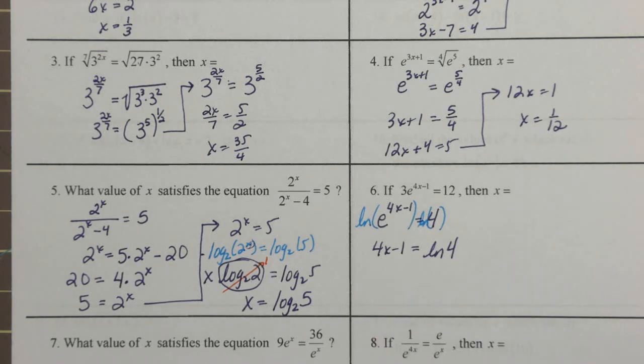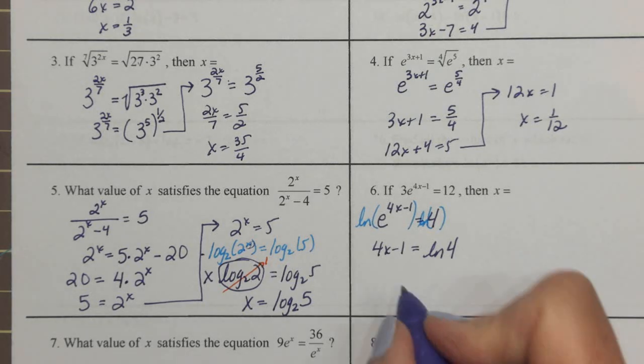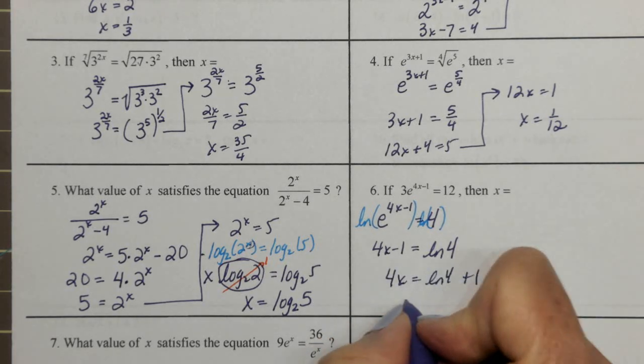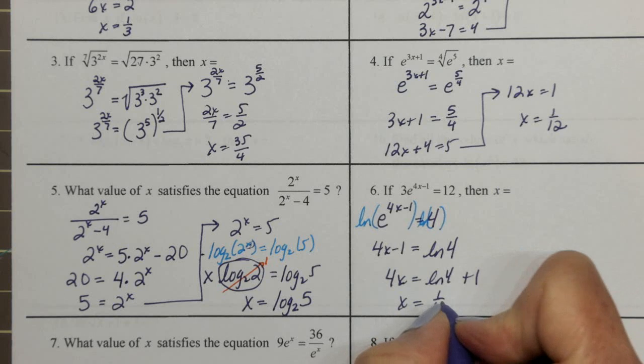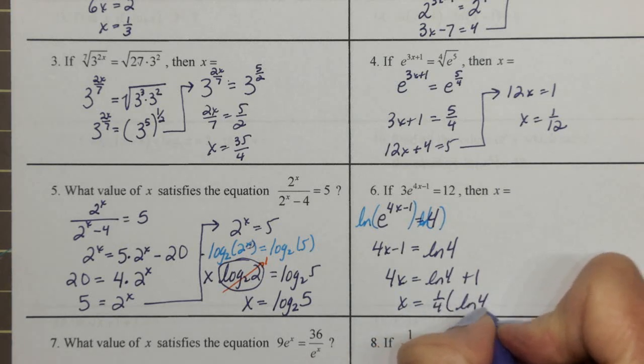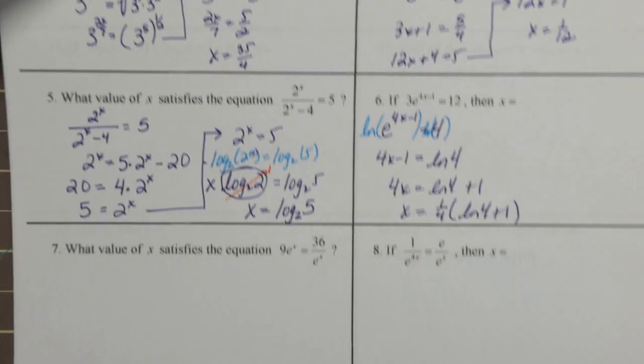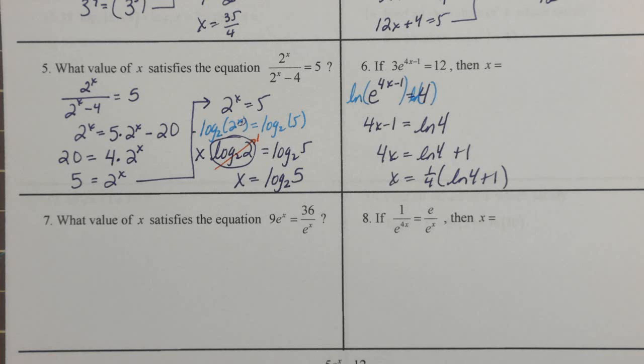And now I finish doing a little algebra to solve for x. I'm going to add 1 to both sides, and then divide by 4. Same thing as multiplying by a fourth. Since I'm out of room down here, I'm just going to write it like that. Okay, let's take a look at this one.